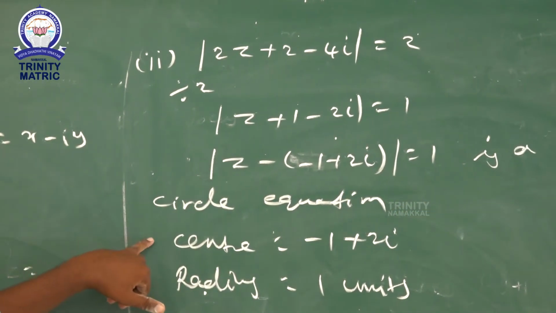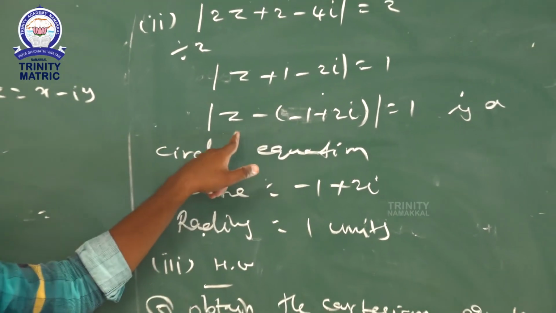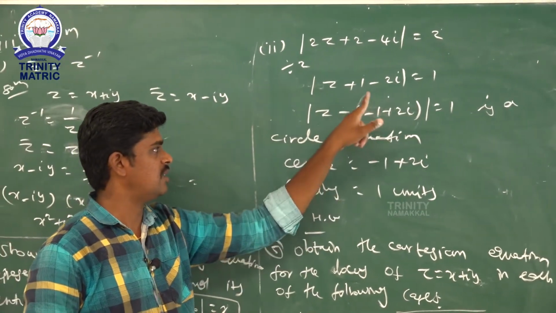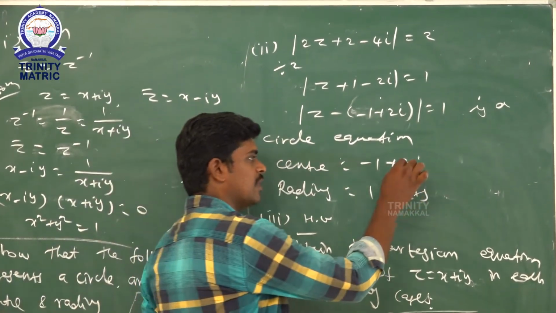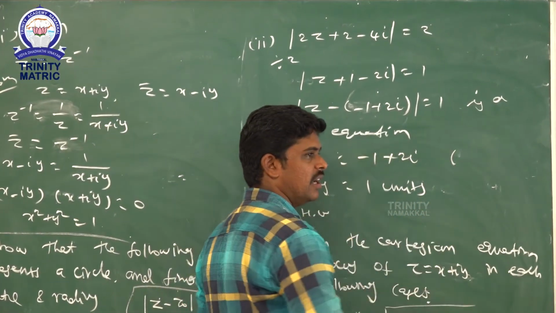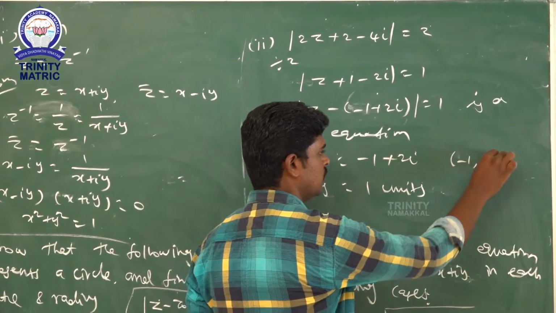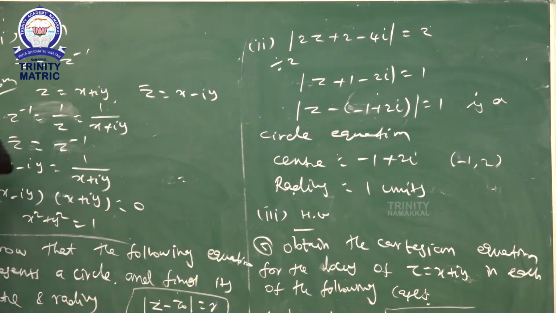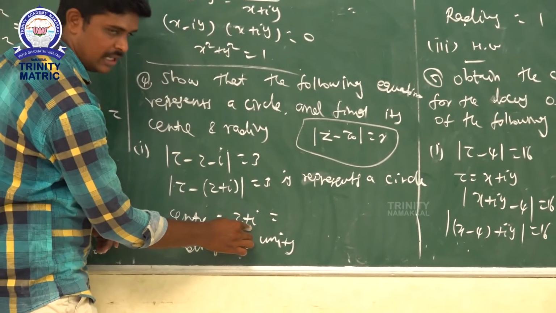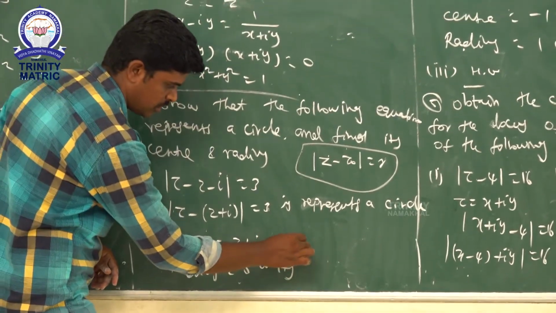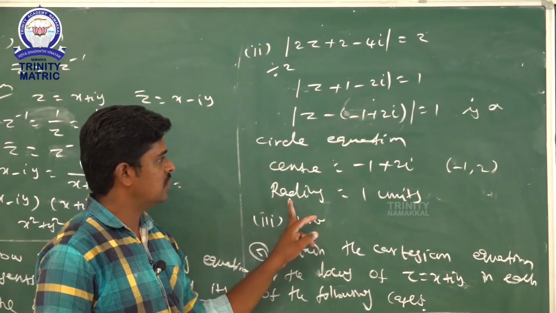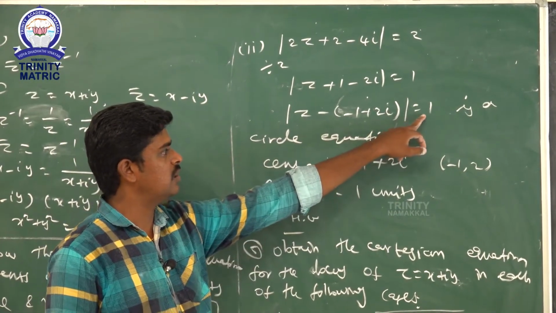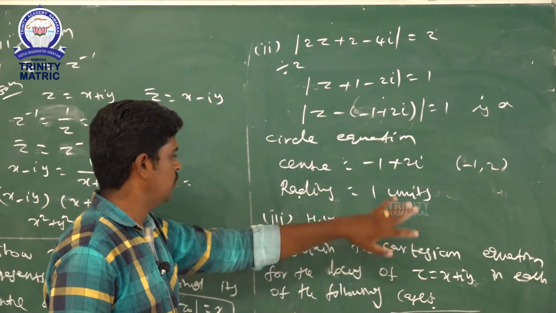Next, what is the center? Z minus z naught, that term is the center value. So minus 1 plus 2i. This is a complex form. You can put it as an ordered pair also. So minus 1 comma 2, you can write like this. Here also, same type: 2 plus i, what is that? 2 comma 1, you can say like this. Next, the radius. The question says the radius is 1, so 1 unit.